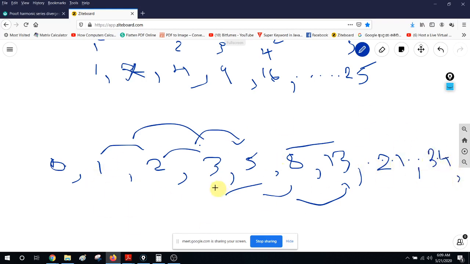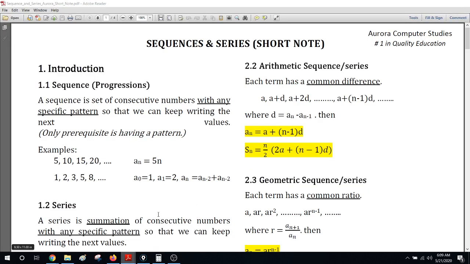So this is a sequence. It can be any pattern. We are not restricting the pattern to be of a particular kind. As long as a pattern is there, it's a sequence. That is something you have to understand first. So let's move on. I hope you understand what is meant by a sequence.